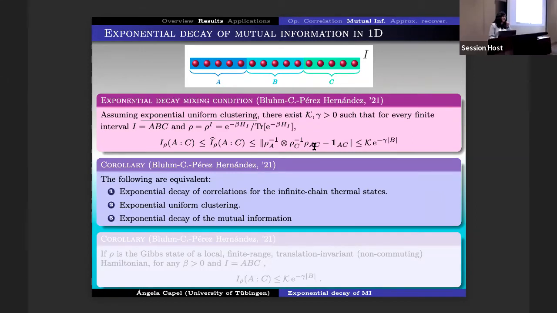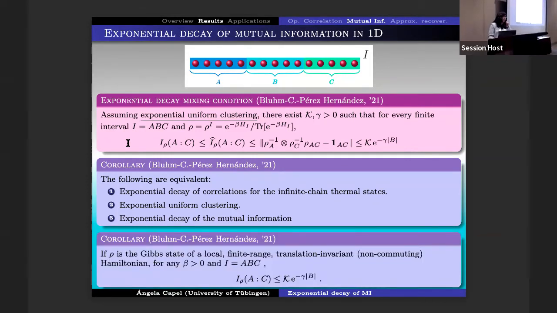So with Araki's result, we said that 1 and 2 are equivalent. So exponential decay of correlations for the infinite chain thermal states is equivalent to exponential uniform clustering. And here we are showing that exponential uniform clustering implies exponential decay of the mutual information, and the other direction is trivial. So we have that these three things are equivalent. And as I said, Araki proved that if you assume translation invariant interactions, you actually have 1. So that means in particular that we have all of them. And this is the main corollary that we obtain from our result.